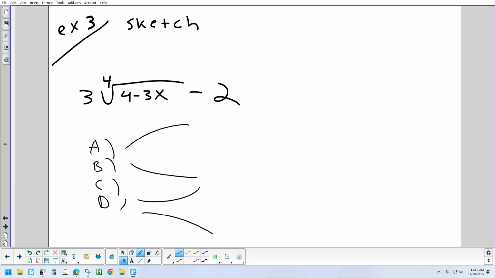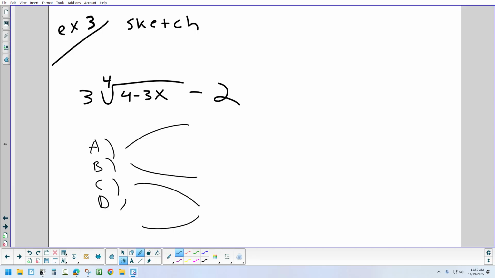Let me draw them. Let me fix how I drew these. So we got A, B is fine, C, D. Yeah, that looks better. So it's not going to be A. You think it's going to be C? I think so. Or D? Yeah, I think it's going to be C.